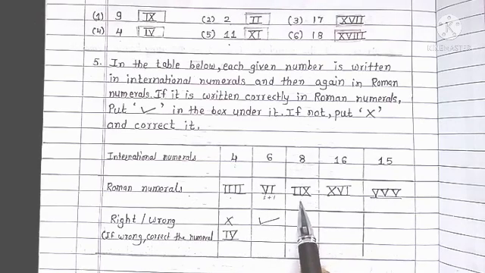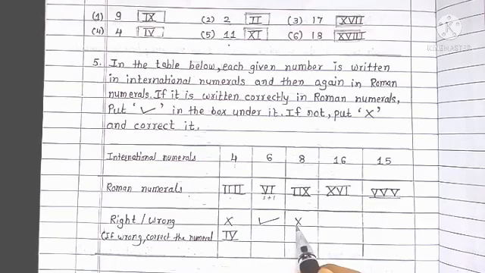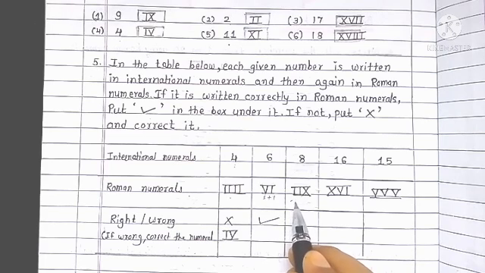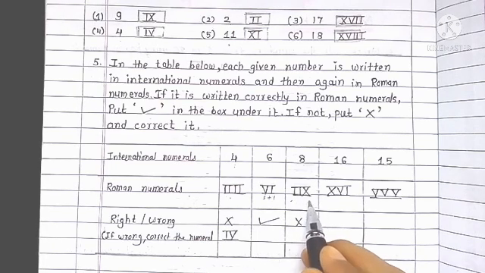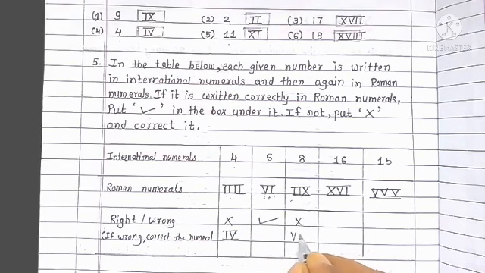8, they write IIX. It is wrong because we never write the symbol I 2 times before that number, and the correct symbol is VIII.